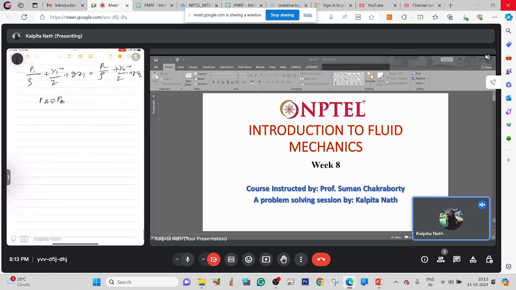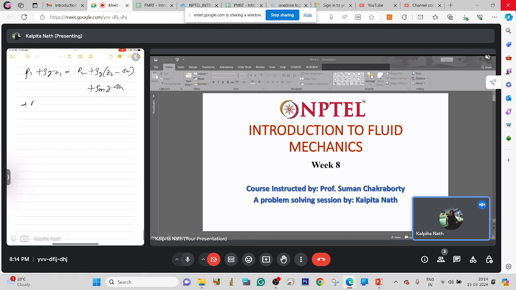If that is equal, then pressure at point A means P1 plus rho G Z1, and at 2 it means P2 plus rho G (Z2 minus del H) plus density G del H. So if we write this together, P1 plus rho G Z1 minus P2 plus rho G Z2 is equal to (rho M minus rho) G del H. So that means del H is positive and this is also positive.